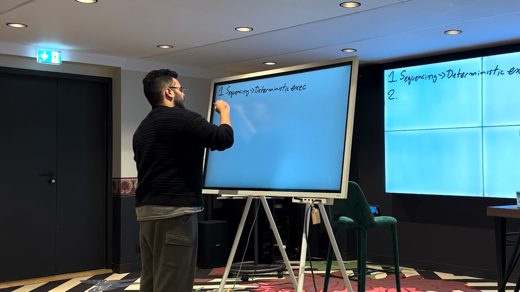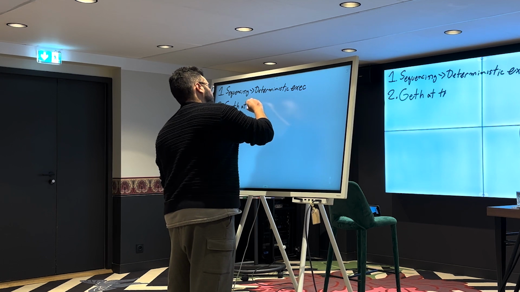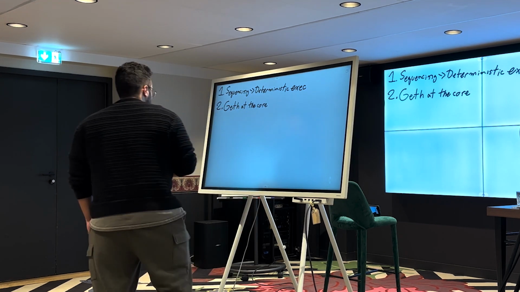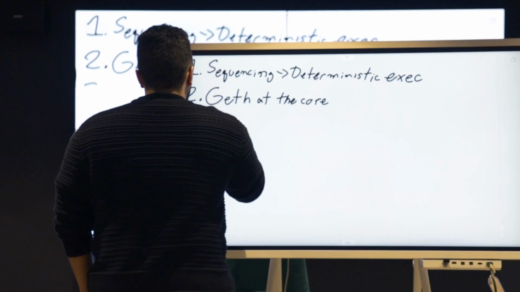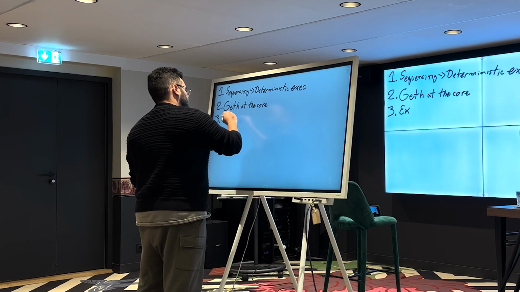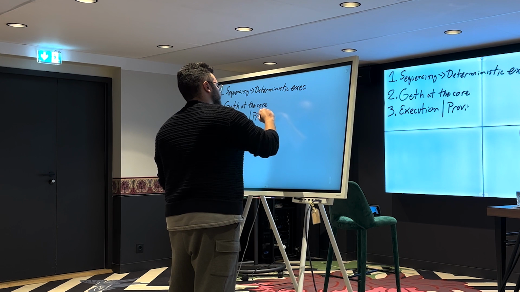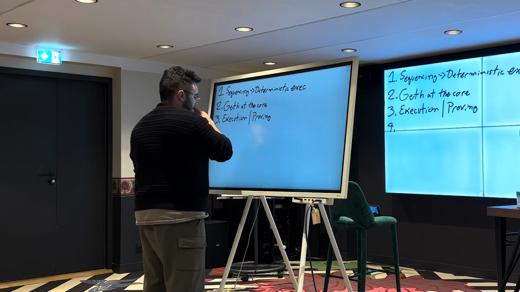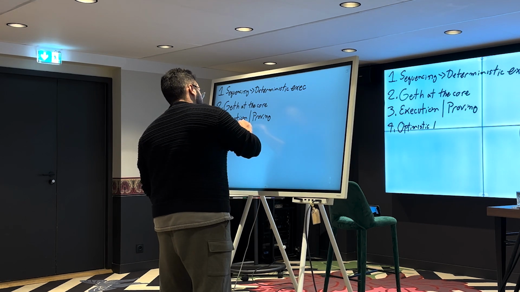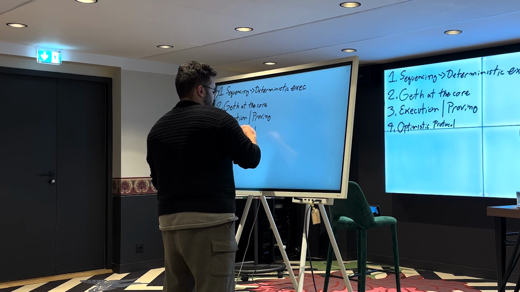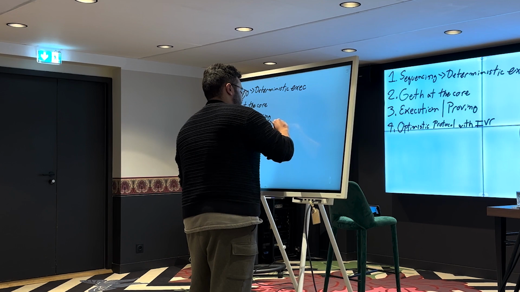Then the second idea is Geth at the core. Geth being Go Ethereum, the most popular node software that's used to run an Ethereum client, or to communicate with Ethereum, the chain. The third big idea is execution separate from proving. And then the last big idea is an optimistic protocol with interactive proving, and we're just going to write IVG, being interactive verification game.